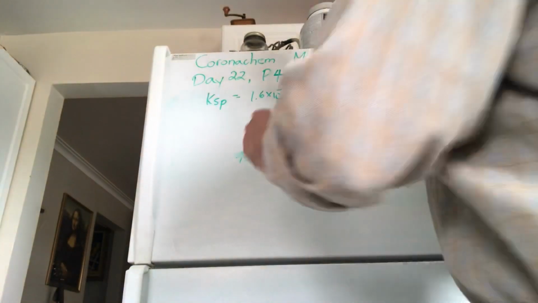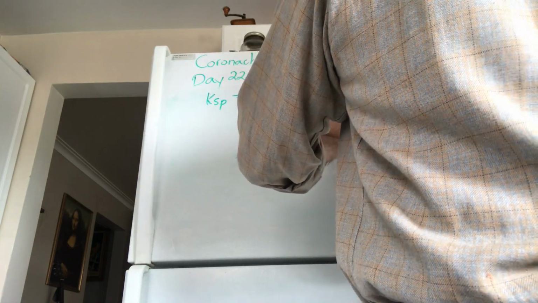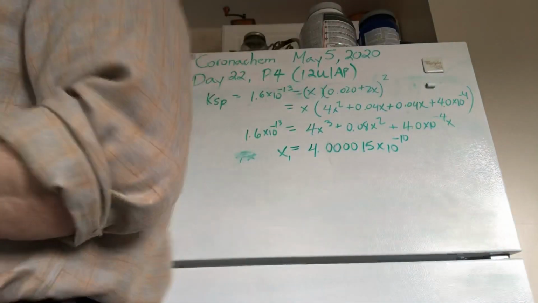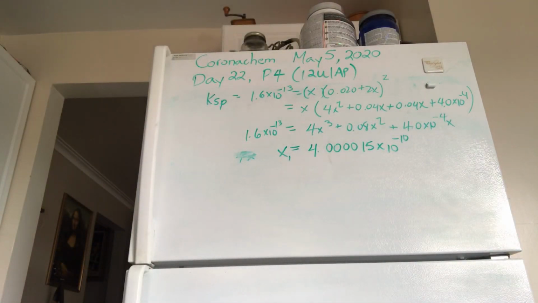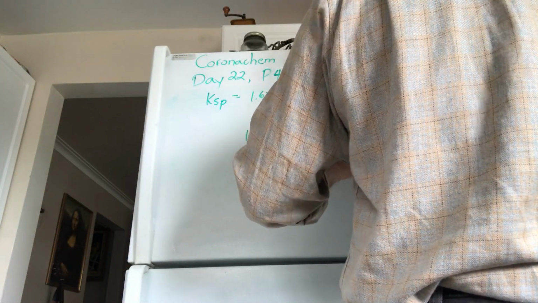So the final answer for this is that x equals, I'm not going to bother writing the other one because it's a complex number. You see that it's negative and it's complex. So 4.000, 4 zeros, 15 times 10 to the negative 10. So that's your solubility of manganese dioxide, the molar solubility. And if you have to stick to sig figs, you're only allowed 2, so the final answer ends up being identical to the one that you did obtain by the approximation.